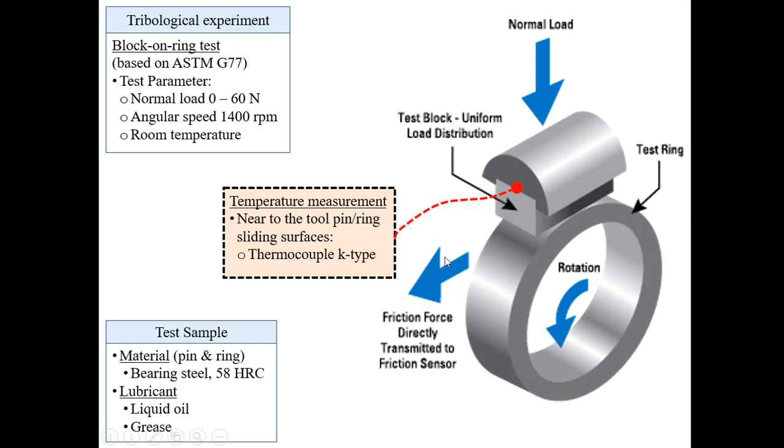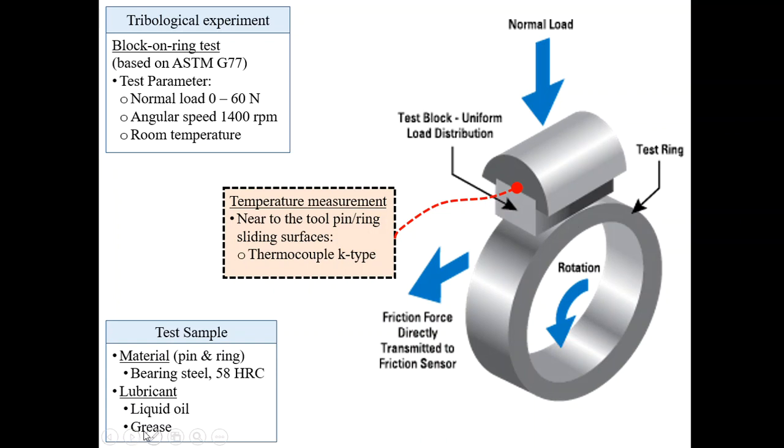The test is performed at room temperature, and there is a temperature measurement placed near the pin, exactly near the pin-ring sliding surfaces during the experiment. And here we have the information about the test sample, which is the material, pin and ring and bearing. The pin and the ring are of the same material, bearing steels with 58 HRC, and the liquid lubricant is the lubricating agent.